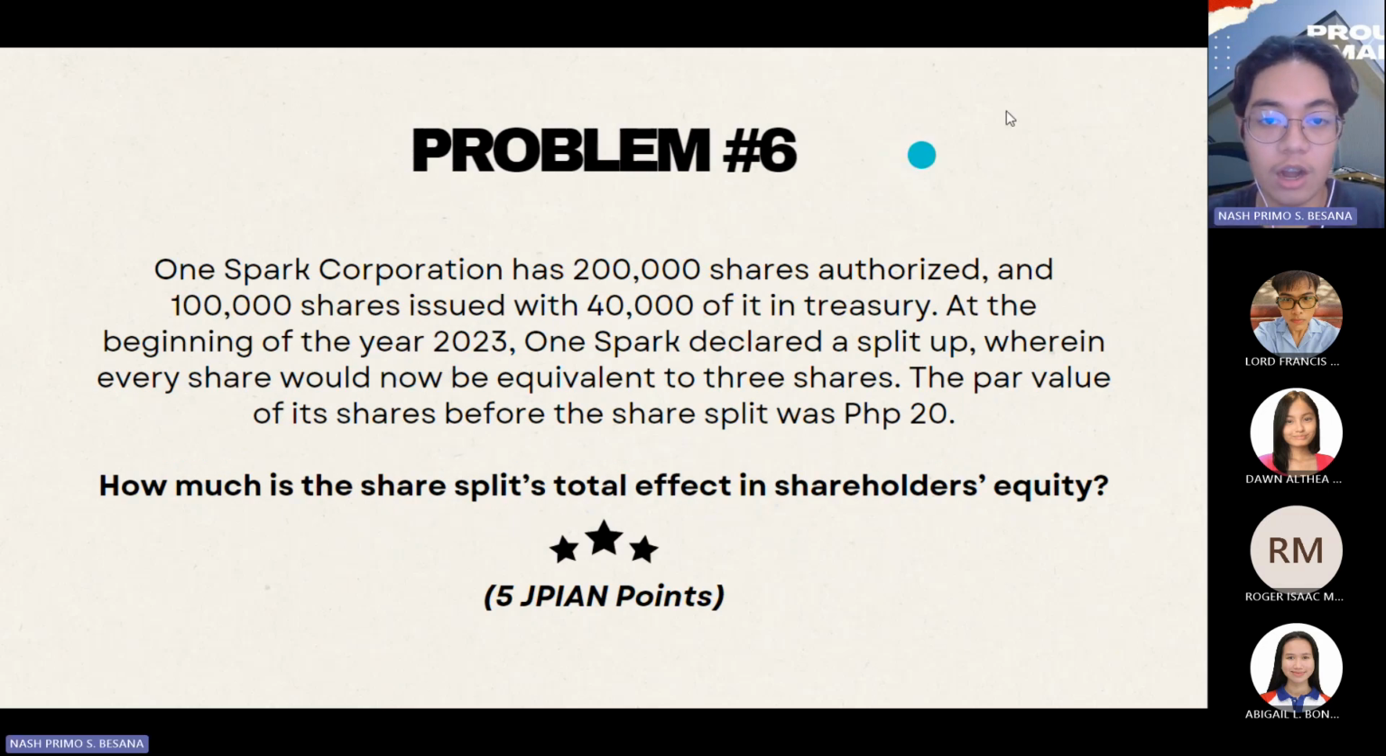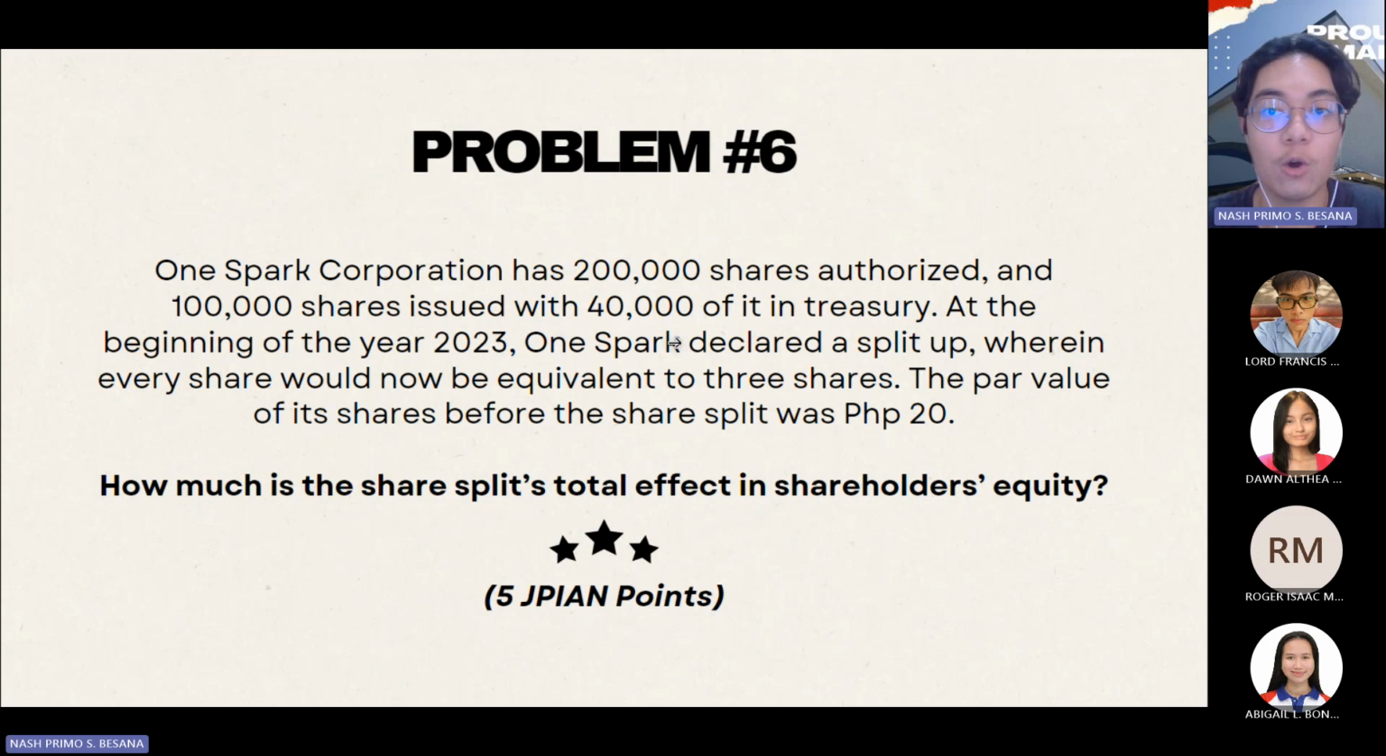But to consider na rin yung sagot ni Roger, let us try to compute nga the new par value. So we have 100,000 shares issued with 40,000 of it in treasury. So kapag kasi share split, hindi siya katulad ng dividends na tinatanggal si treasury. So kapag share split, nasi-split din si treasury shares. So we have 100,000 na lahat-lahat na shares na isi-split. So 100,000 times 3, that would be 300,000 shares. And then, yung par value na 20 pesos, we would divide it by 3, which is 6.66.